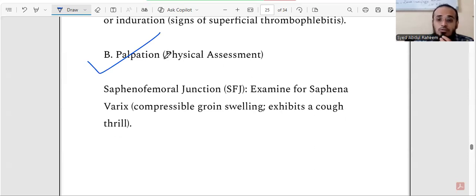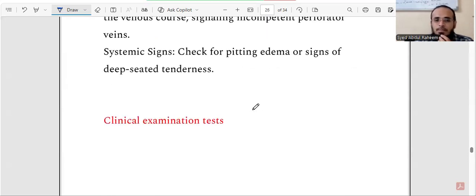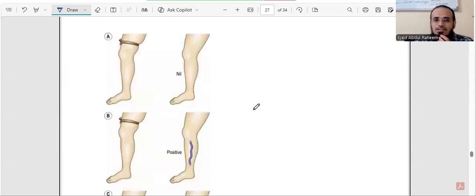You have to palpate both saphenous veins. You have to examine the whole saphenous vein, great or small. Both you have to examine. Now you have to do some examination. You can see this image. This is where you are tying.